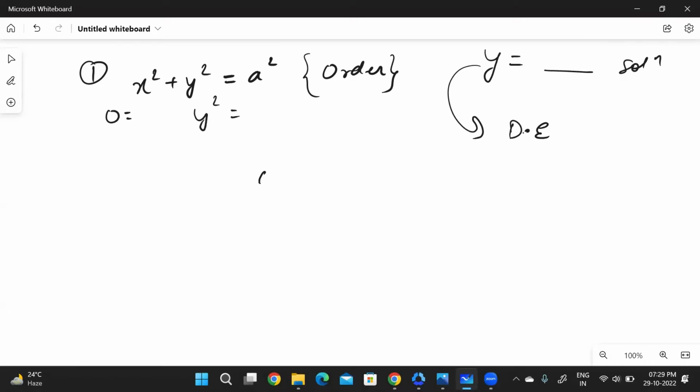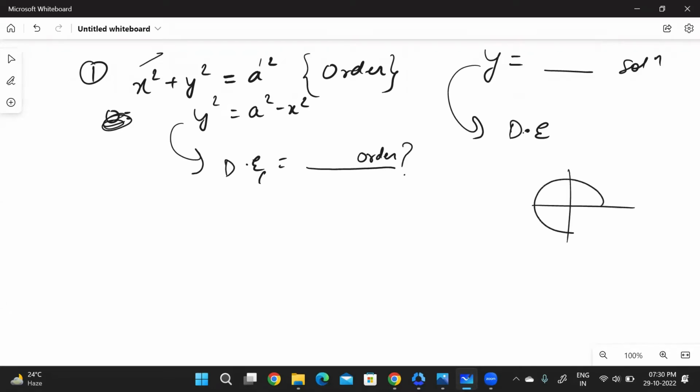See, this is like y square equals a square minus x square. So we are given a value of y, and now we have to make a differential equation. Whatever the differential equation is, the question is asking what is the order of that equation. So this is the equation of a circle with radius a and center 0, 0. So what can be the order of the differential equation that the circles represent?